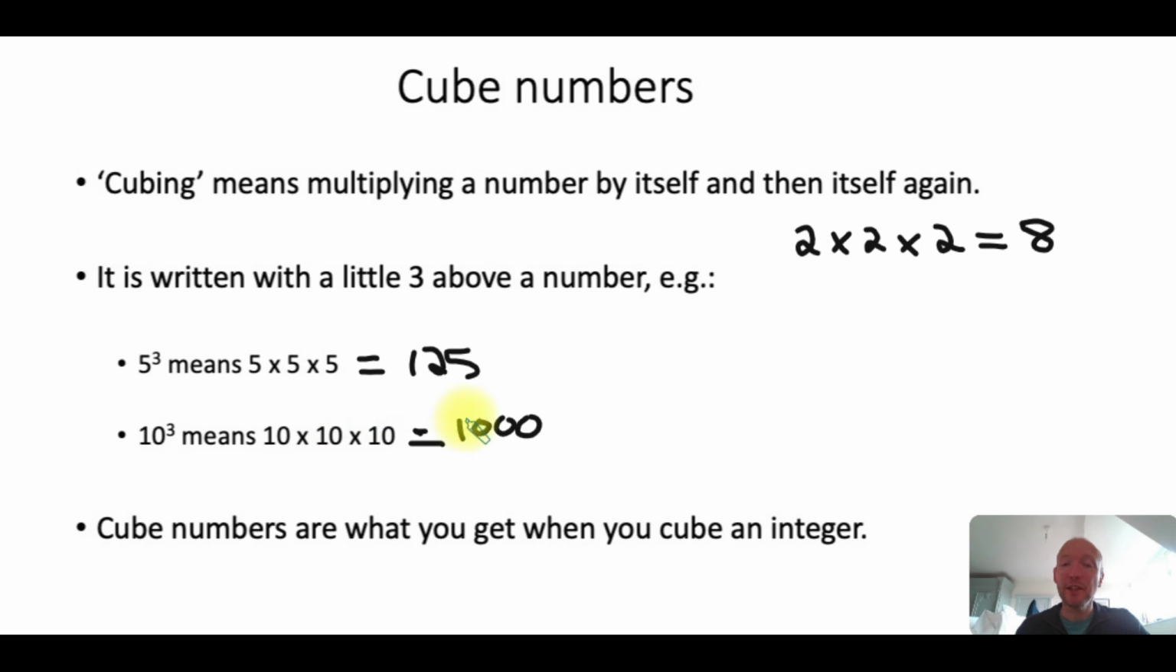So it's certainly quicker to use this little 3 above here, and you will see that being used in exams. So it's definitely something I want you to recognise. Cubing is the little 3 above here. Again, it doesn't mean multiply by 3. So 5 times 3 is 15. 5 cubed, 5 times 5 times 5 is 125. 10 times 3 is 30. 10 cubed means 10 times 10 times 10 is 1,000. So that's cube numbers. So square numbers are the result of squaring something. Cube numbers are the result of cubing something.